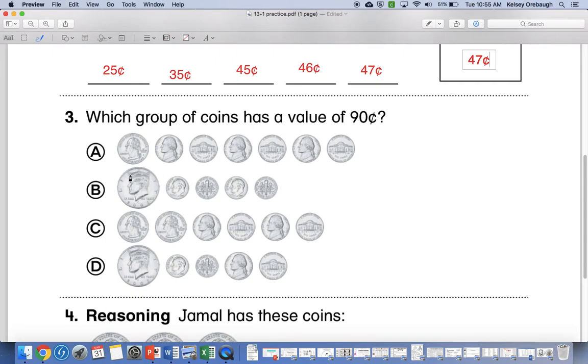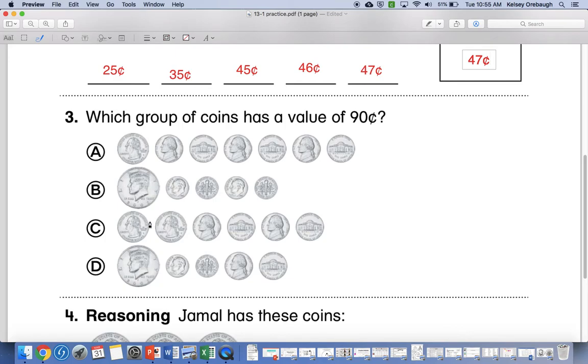Let's look at B. Okay, this is the coin I showed you that was not in the Brain Pop video. This is a half dollar. Half dollars are worth 50 cents. They're called half dollars because 50 cents is half of 100 cents, half of $1. So we have 50 cents and then we have 4 dimes. Dimes are worth 10 cents each. So we'll start with 50 and count on by tens. 50 plus 10 is 60, plus 10 is 70, plus 10 is 80, plus 10 is 90. B looks like it's going to be the correct answer, but let's check C and D just to be sure.